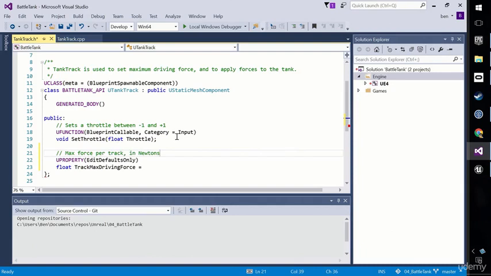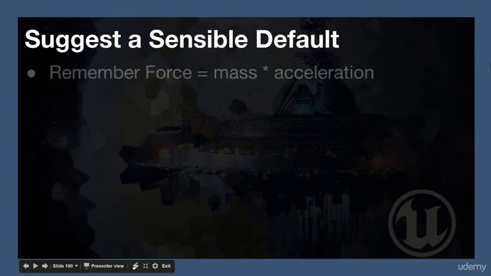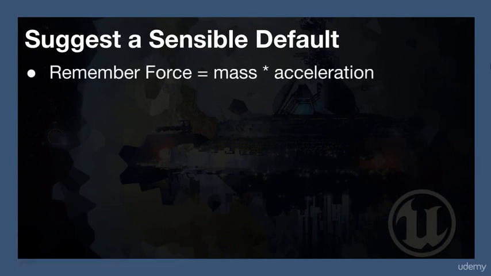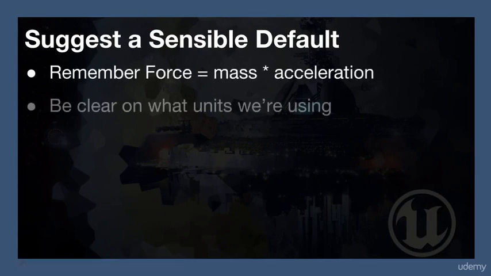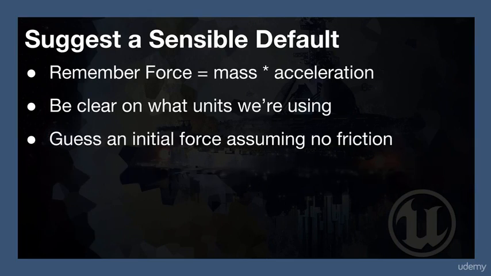Okay, great. So what I want you to do is see if you can work out what a sensible default would be for this. Now, I'm going to give you a few hints. Remember that force is mass times acceleration, good old Newton. Be clear on what units we're using here. So as a hint, you need to use SI units for everything for this to work properly. So your force will be in newtons, your mass is in kilograms, your acceleration is in meters per second per second. Guess an initial force, assuming there's no friction in the world. There actually is some friction, but let's assume there's none for the moment. Don't be too alarmed if your tank doesn't, well, we're not putting forces in.